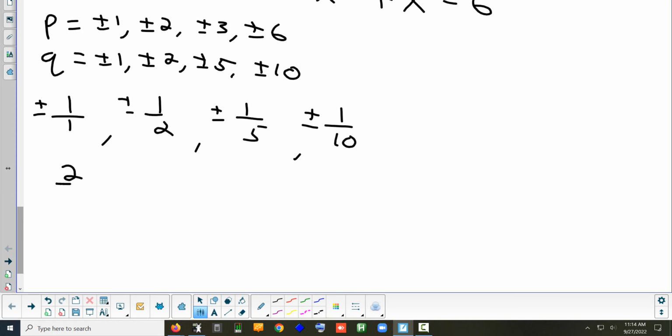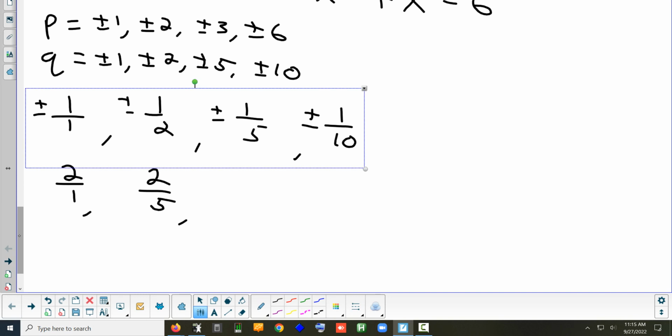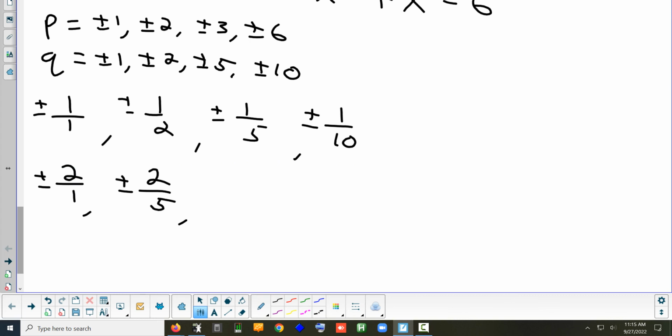So what's the next P value that I could have? 2. Now tell me all the different denominators I could have with P being 2, and let's go through all the Q's. So I could have 2 over 1. I could have 2 over 2, but I already have that right here. So 2 over 2 would reduce to something I already have, so I'm going to skip 2 over 2. What would the next one be? 2 over 5. And the last one? 2 over 10, but I already have that one as 1/5. So some of these are repeats.